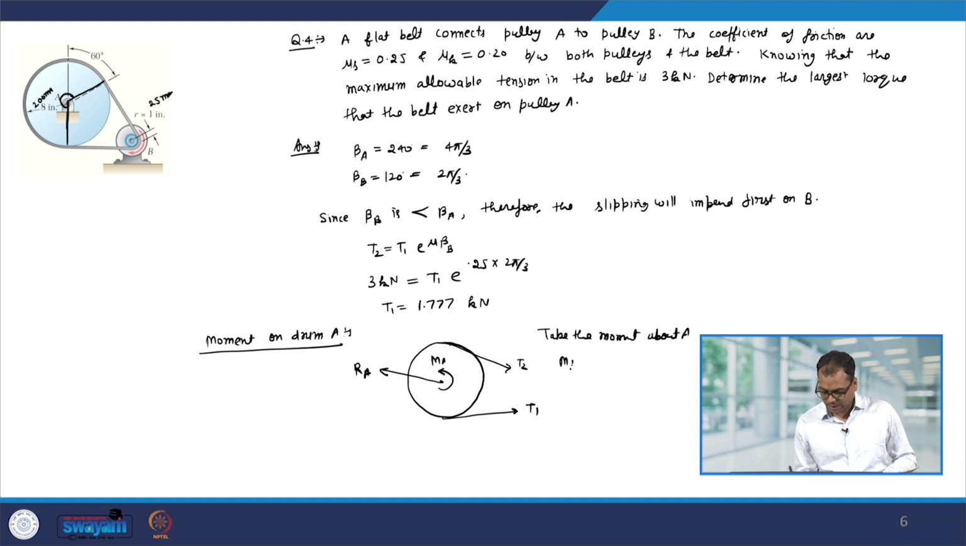So, we have M A, and R A will not contribute, plus 1.777 into the perpendicular distance. It is given that this is 200 mm, therefore it is 0.2 meter. So, 1.777 into 0.2 equal to 3 kilonewton into 0.2, and this gives you M A equal to 0.245 kilonewton meter.